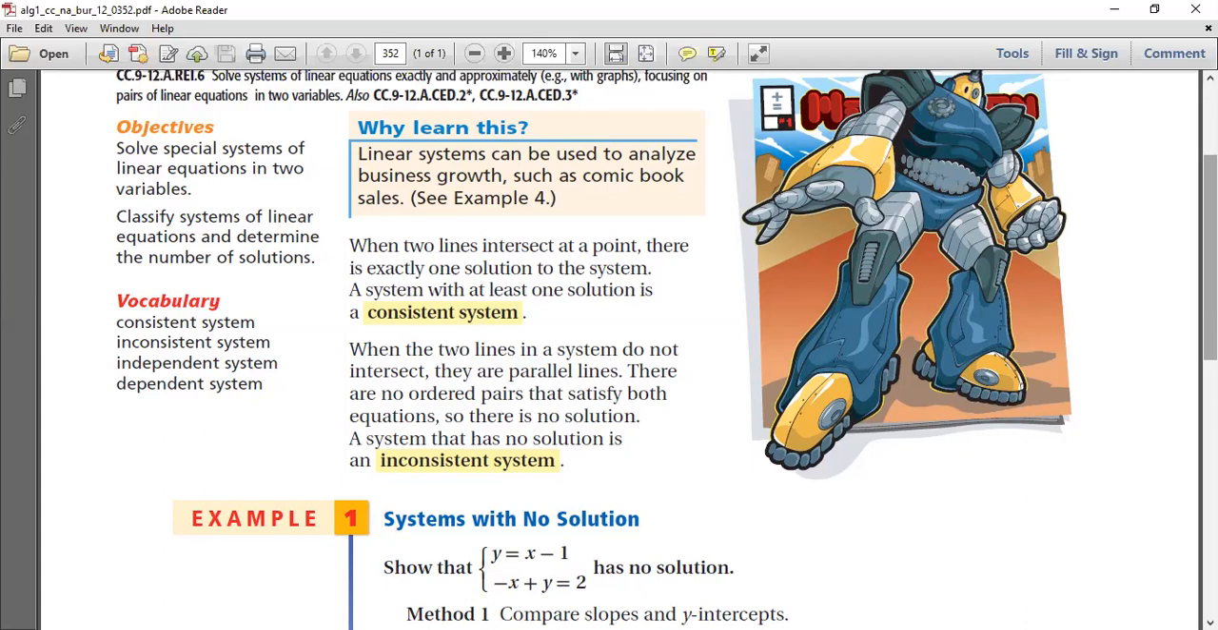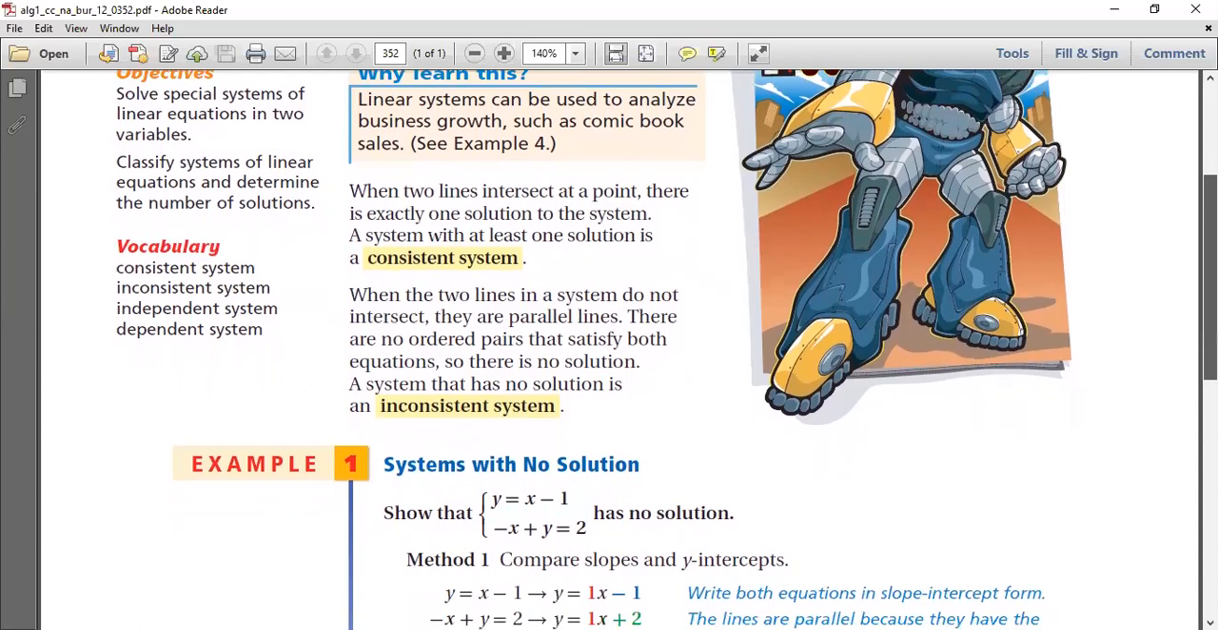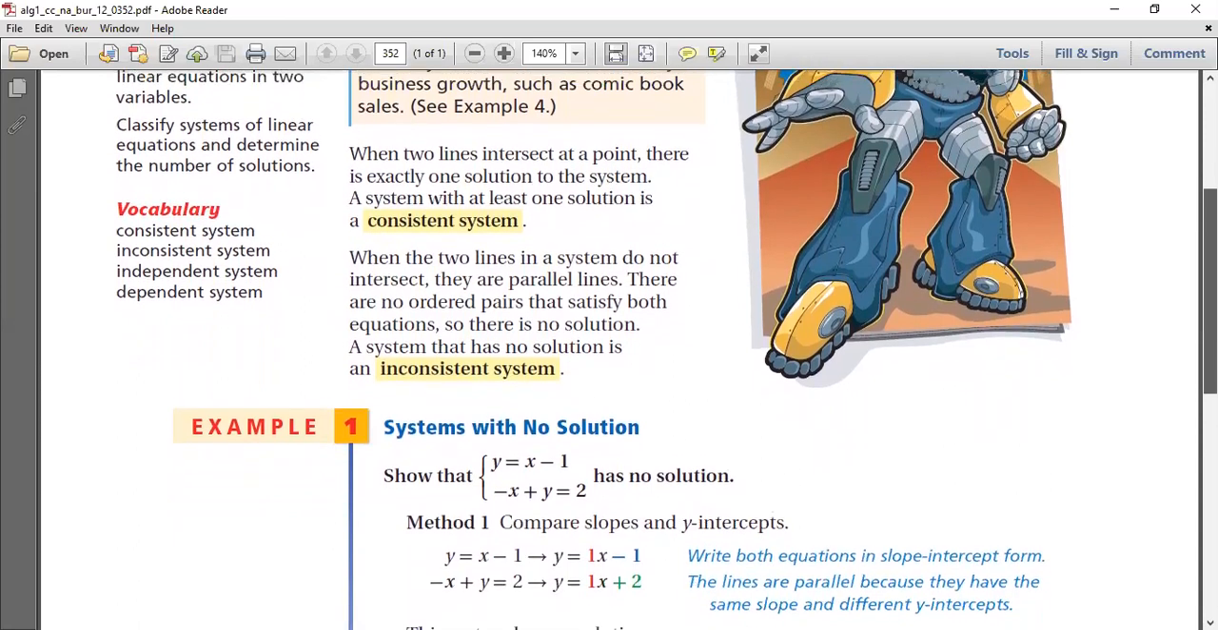Again, I'm repeating. Arrange the system equations to be y is equal to mx plus b, and then check the slopes. Are the slopes the same? If the slopes are the same, check if the intercepts are the same. If they are not the same, then the system has no solution. Okay, let me show you what I mean. This is what I was telling you.